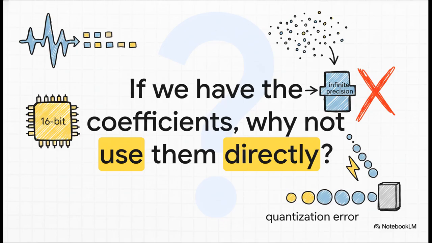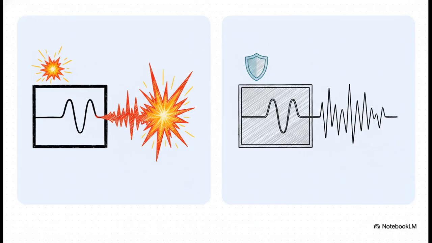See, on a 16-bit chip, you can't store numbers with perfect precision. You always have to round them off a little bit. And as you can see here, these direct form coefficients are incredibly sensitive. A tiny little rounding error can make the whole synthesis filter go haywire and become unstable, which means you get this awful loud screeching sound. It's a disaster.